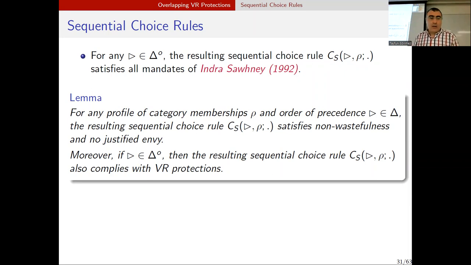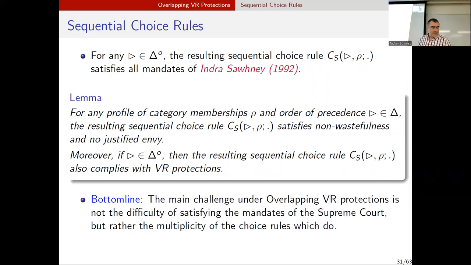Okay? Very simple. Which means the main challenge under overlapping VR protections is not the difficulty of satisfying the mandates of the Supreme Court, but rather the multiplicity of choice rules which do. We have several legal possibilities. Okay. Is this a big deal? Historically, economists, once they solve a problem, that's the end of the problem, right? I'll suggest that this is a very big deal.